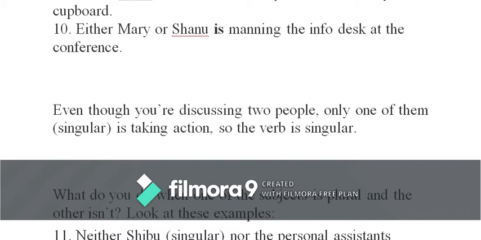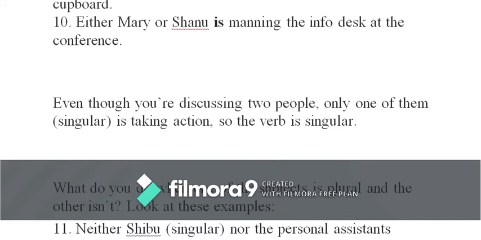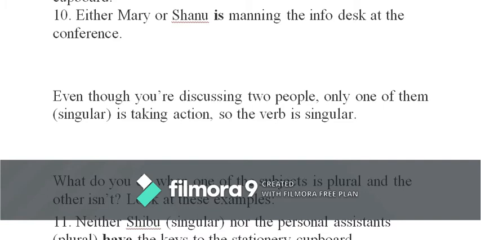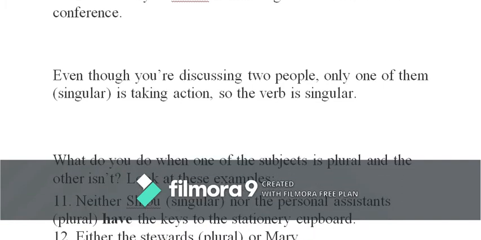Neither Shibu, which is singular, nor the personal assistants, which is plural, have the keys to the stationery cupboard. I understand from the sentence that when we say neither and nor, whichever word is closer to the verb, the subject will agree with that verb. If the subject closer to the verb is many, the verb will go accordingly.